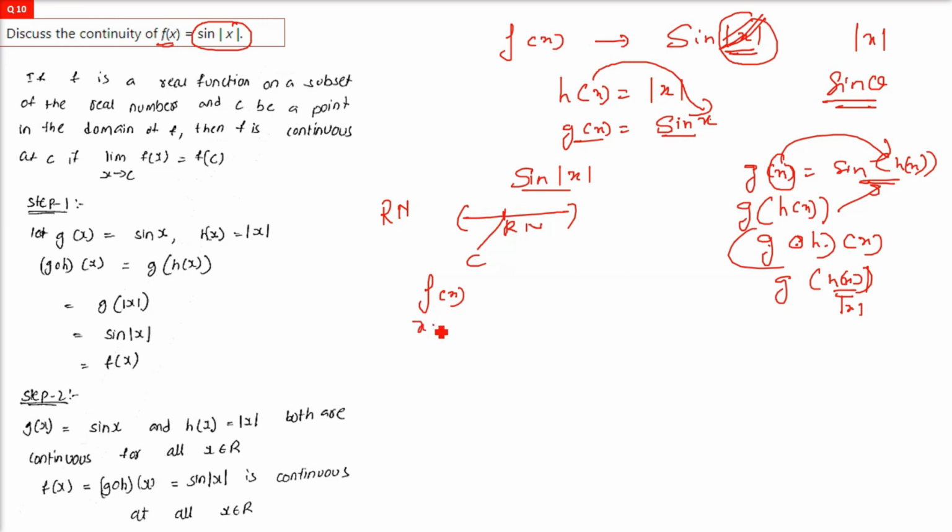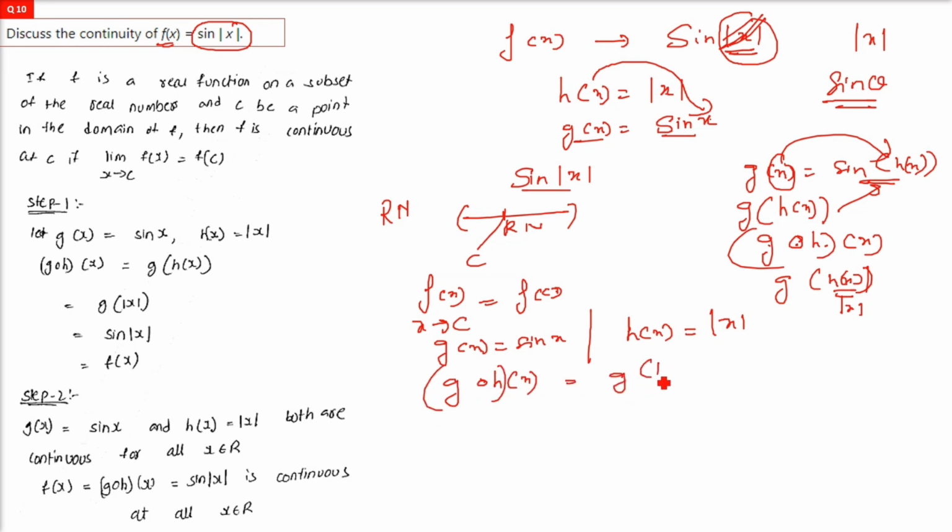The value of the function, that is sin mod x, if you put x equal to c, it should be equal to f(c), that is sin of mod c, which is understood also. Okay, so let me tell you again about this g(x) and h(x). g(x) is sin x, h(x) is mod x. So this function which is given to us is nothing but g composed with h. So g∘h of x, it is g of h(x). What is that?